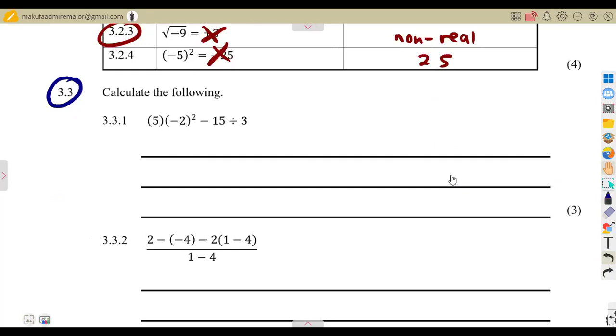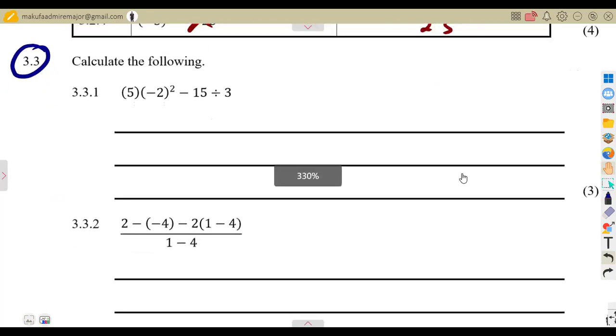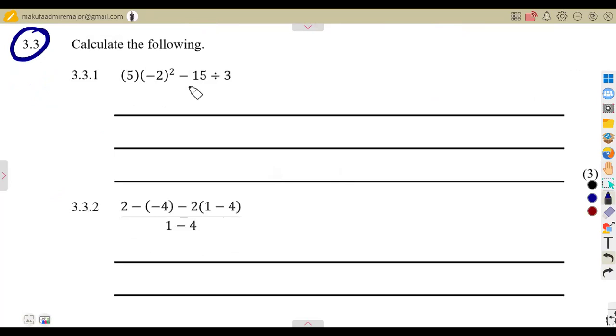3.3, calculate the following. There we are given 5 into minus 2 squared. There again, the order of operations is supposed to be considered: brackets, division, multiplication, addition, and subtraction. They are brackets, 5 is a product. So it's just like 5 times minus 2 squared. That is minus 2 times minus 2. Negative and negative, remember, that's a positive. 2 times 2, which is 4.